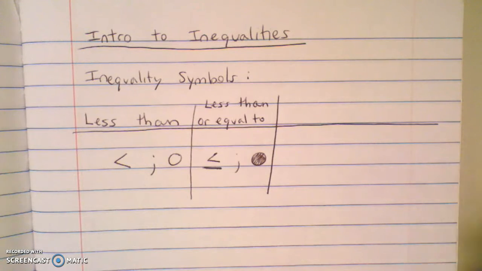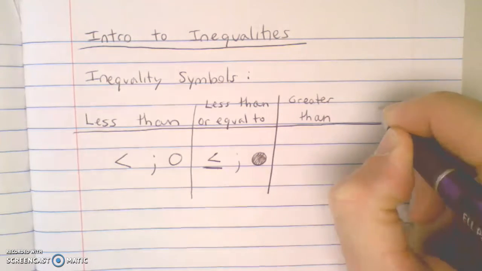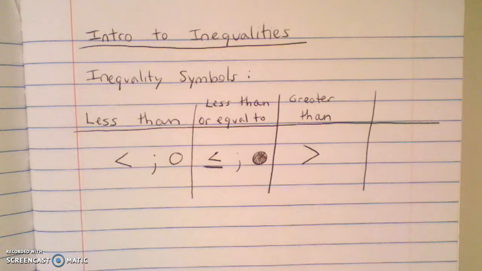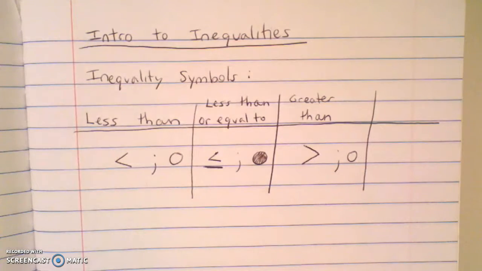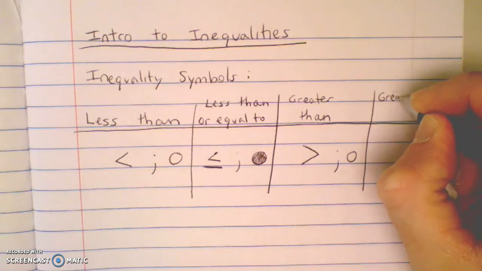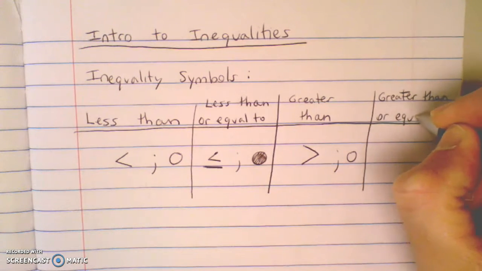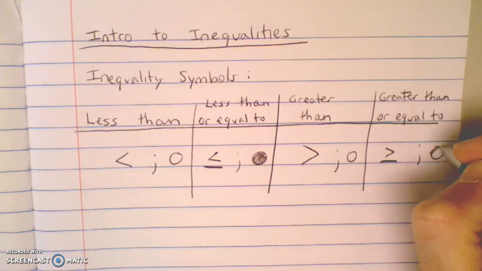Then in comparison, the greater than symbol just looks like that. It's the other direction. And when you're using a number line, you also use an open circle for the greater than. And finally, greater than or equal to. Same symbol with a line underneath it and a closed circle when you use a number line.